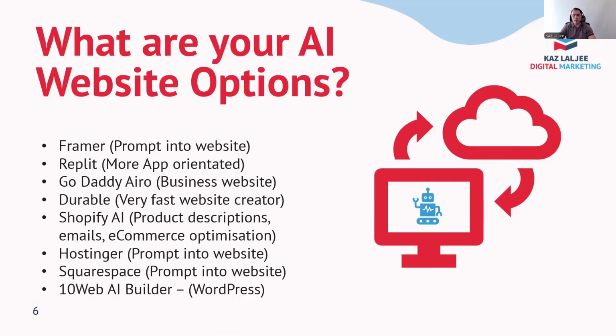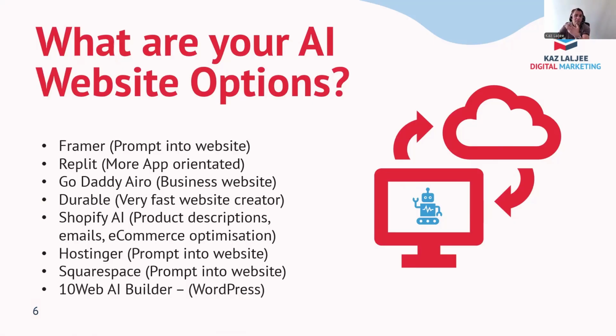You type in a prompt and it'll create a website based on your prompt. There's one called Replit. It's more app orientated, but from when I've seen Replit and worked with people, it's more of a question and answer, so you're always continuously improving it. GoDaddy Aero, we're going to be trying examples later on. We're going to show you how to use these, but we're just going through some of them at the moment. GoDaddy Aero is an example.